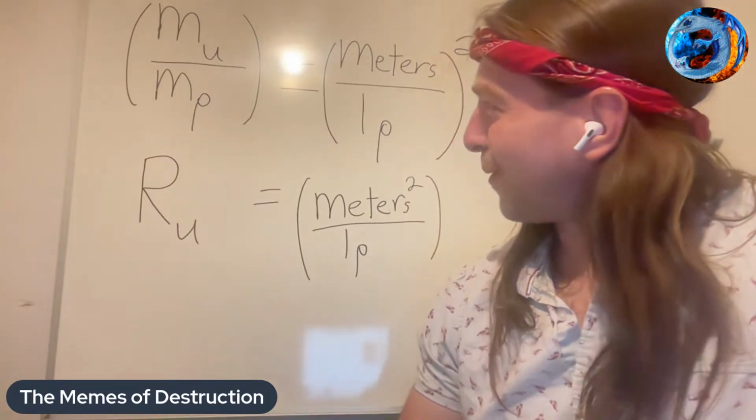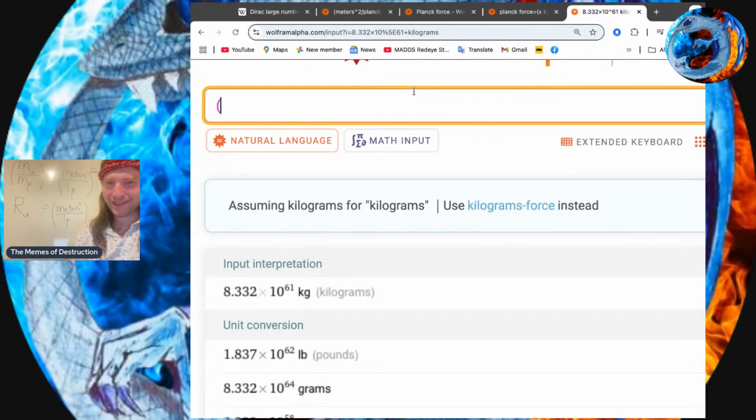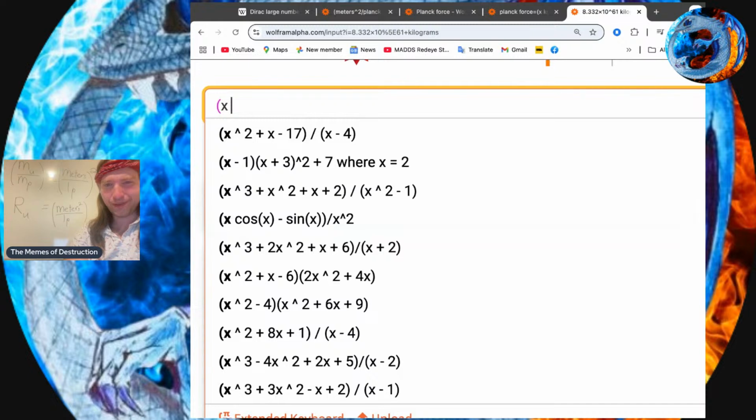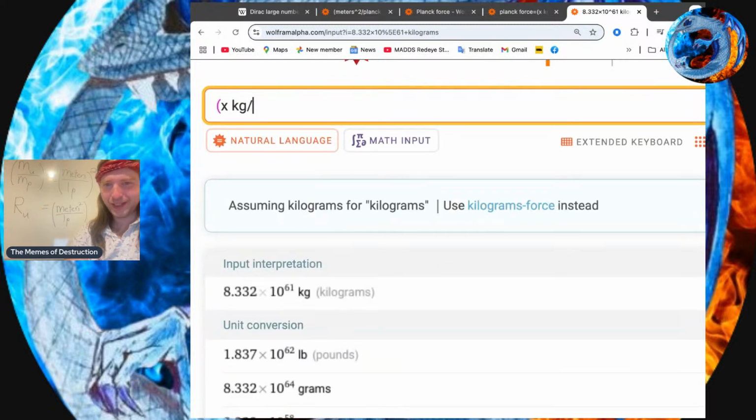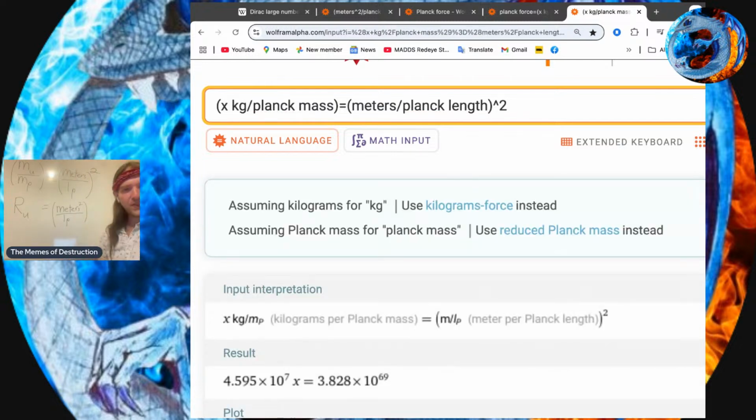Okay. So what we're going to do is the same thing: we're going to solve for x, the mass of the universe. We're going to put x kg for kilograms, divide that by the Planck mass, and set it equal to something, because we have to solve for x. So we're going to make our claim. It's meters over Planck length, and then we square that whole thing because we need it to be dimensionless.